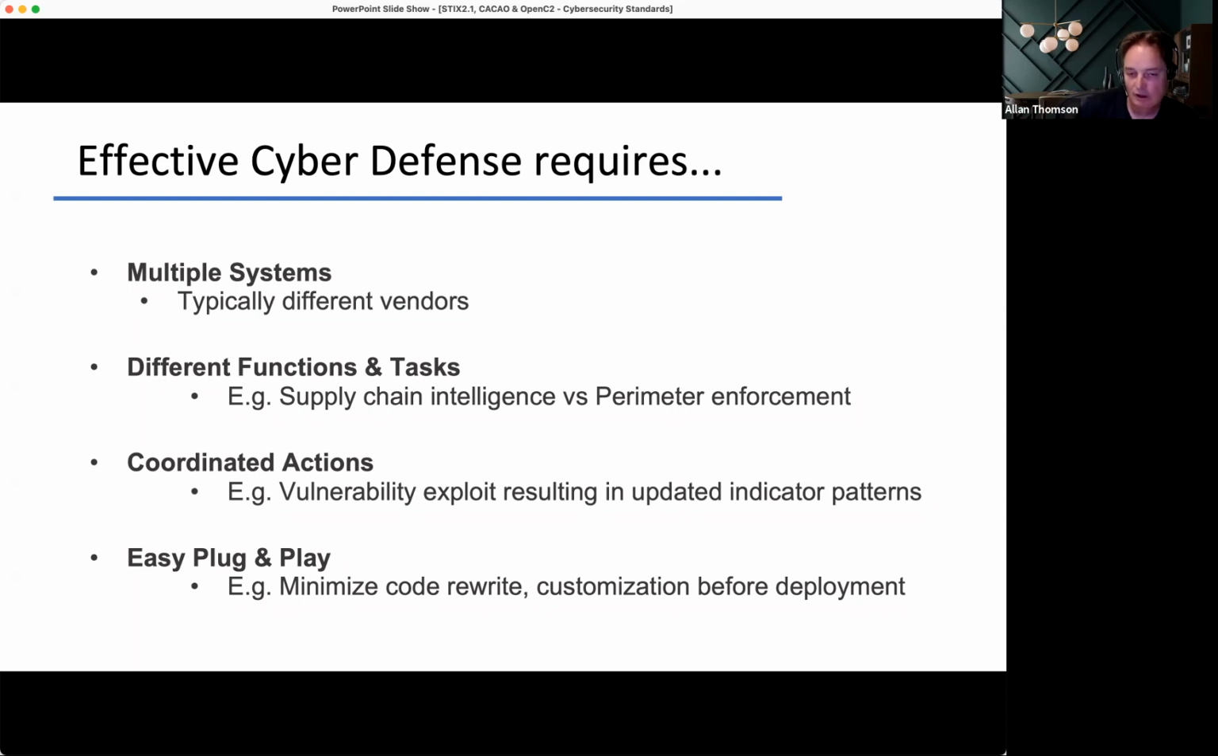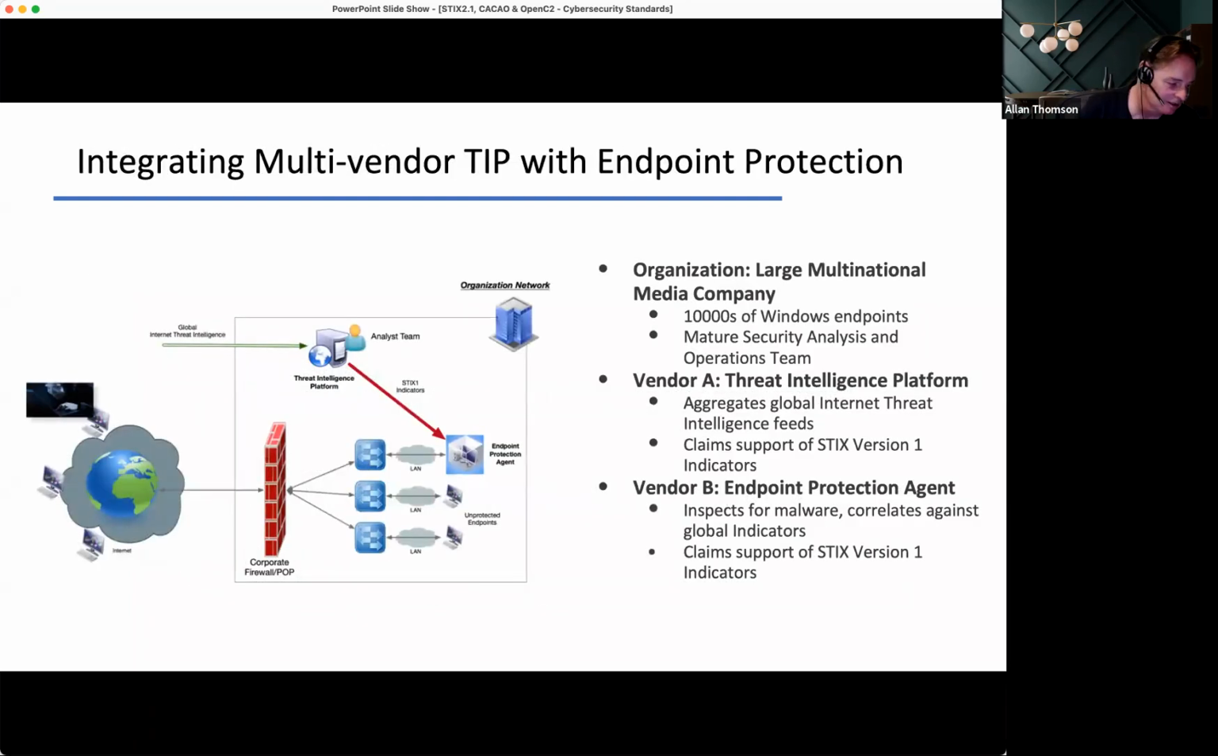And so, I want to share an example of this, of one organization. The organization was a company that bought two products, one a threat intel platform and another an endpoint protection agent. And both vendors, the TIP vendor as well as the endpoint vendor, said, "Hey, we support STIX." In this particular case, it was actually STIX1, but this example applies to any standard, frankly. They said they supported specifically STIX indicators. And the company that wanted to use these products plugged them together, and it didn't work.